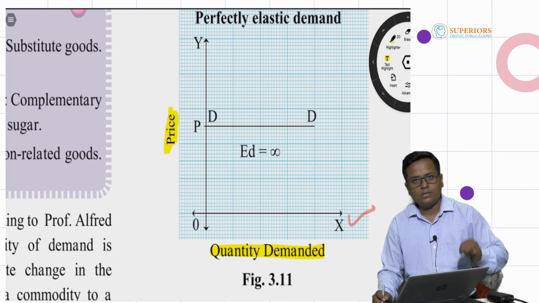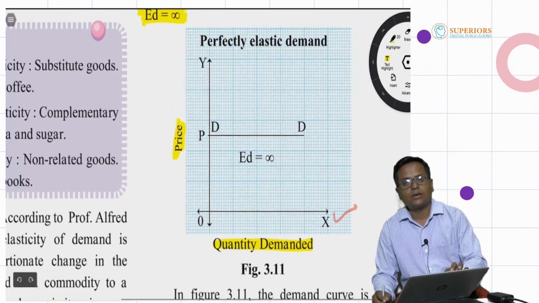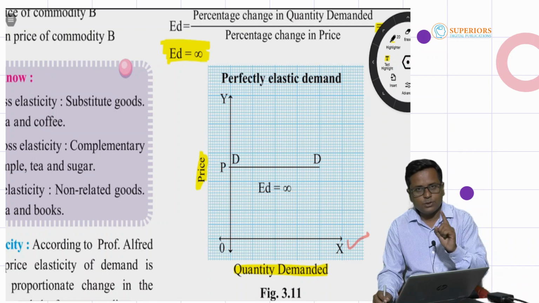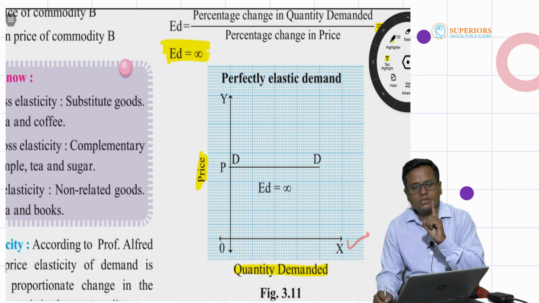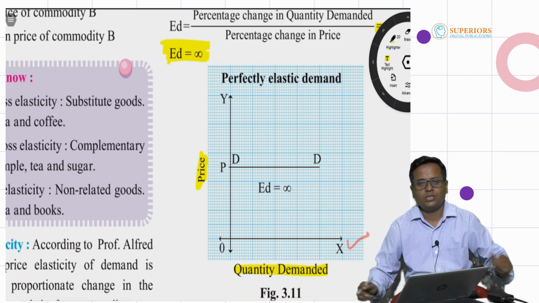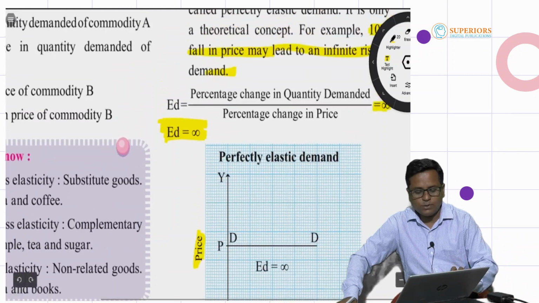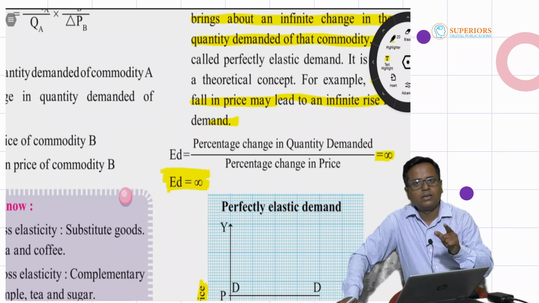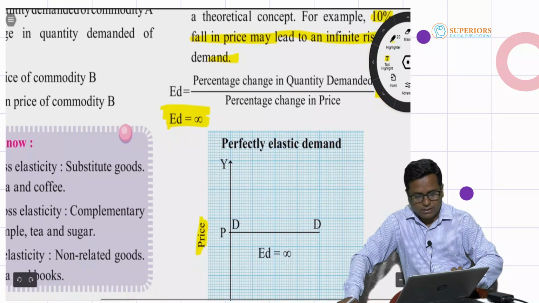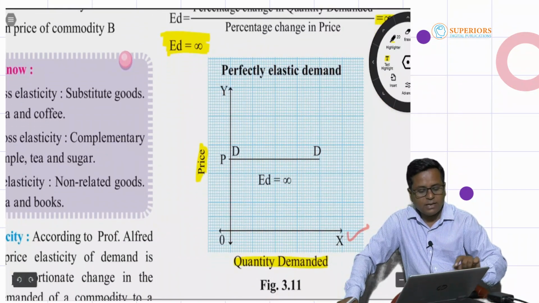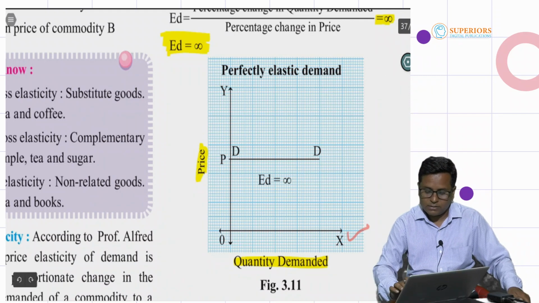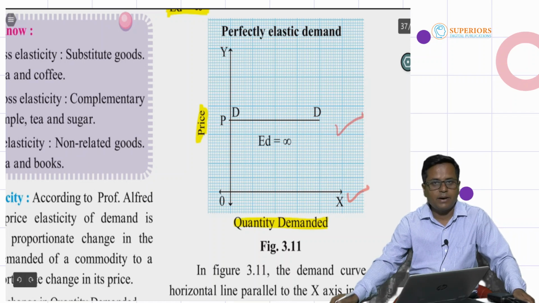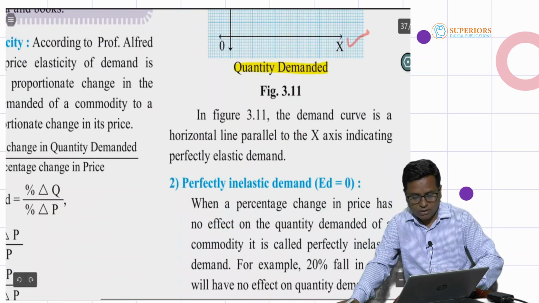So these are the three things which you will have to keep in your mind: its definition, numerical value, and its graph. Definition: when a slight change or no change in price of a commodity brings about a very large change in quantity demanded of a commodity, that is called perfectly elastic demand. The numerical value of perfectly elastic demand is infinite, and the perfectly elastic demand curve is a horizontal straight line parallel to the x-axis as shown in this graph.